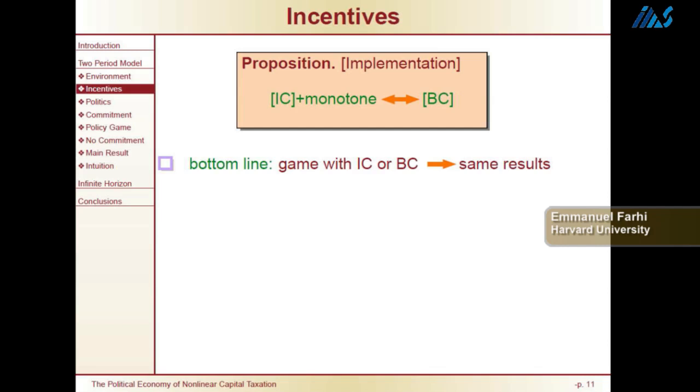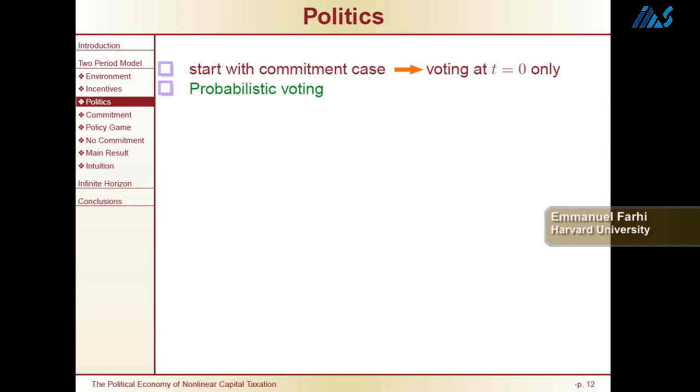So I could set up my game in terms of incentive compatibility constraints and direct mechanisms, or directly in terms of two nonlinear tax schedules for labor and capital. Okay, so let me go into the model a bit more now. I'm going to start with the commitment case to try to establish a benchmark and then understand why we deviate from that when we don't have commitment.